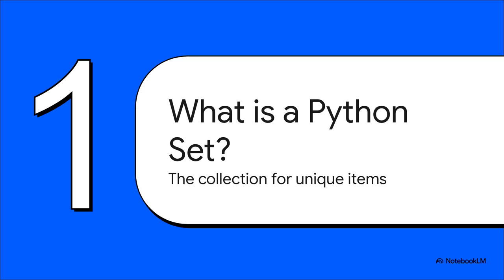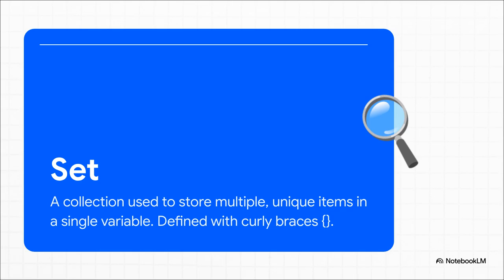Now, alongside lists, tuples, and dictionaries, sets are one of Python's four main built-in collection types. But their specialty, their absolute superpower, is dealing with unique items. So what exactly is a set? Well, think of it like a list, but it's built for one specific job, to store a bunch of items that are all unique. It's kind of like a bag where you're only allowed to have one of each thing, and you'll recognize them by those curly braces.